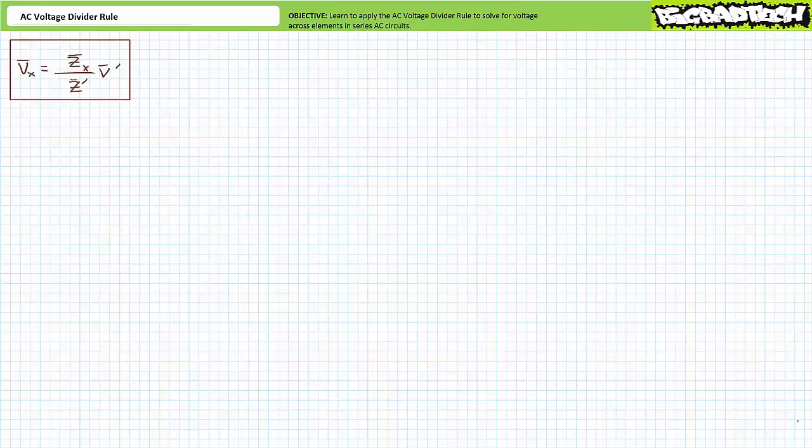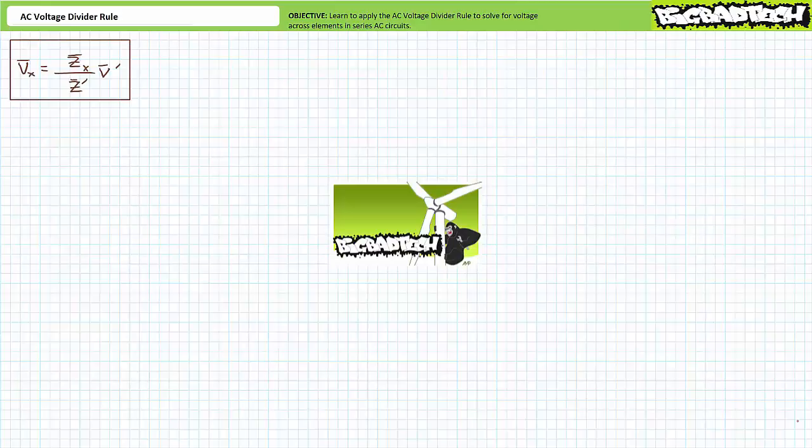Today's topic of discussion is the AC voltage divider rule. Our objective is to learn to apply the AC voltage divider rule to quickly and directly solve for voltage across individual elements in series AC circuits. Bottom line up front, the AC voltage divider rule is the DC voltage divider rule using phasors. I cannot make it much simpler than that.